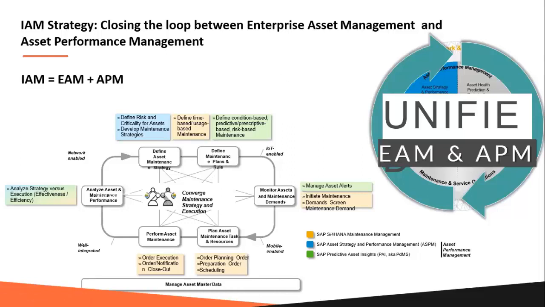SAP has come up with a new cloud-based module called Intelligent Asset Management. In this slide, there are three colors. One is your S4HANA, which is your plant maintenance module. The other two are your IAM module, Intelligent Asset Management. When it comes to Intelligent Asset Management, we have three areas it is classified into: Intelligent Asset Network, Asset Strategy and Performance Management, and Predictive Asset Insight.